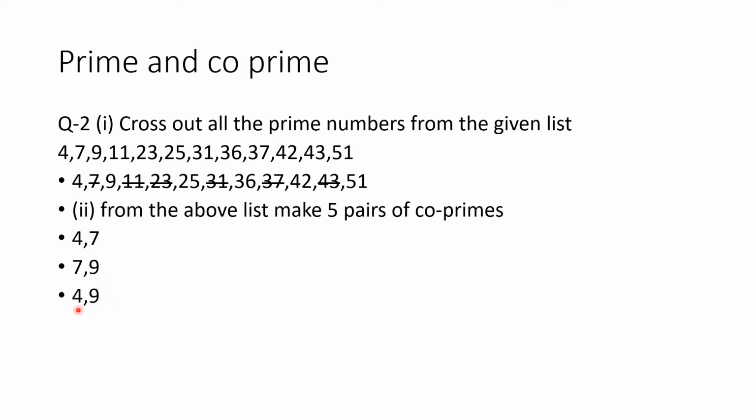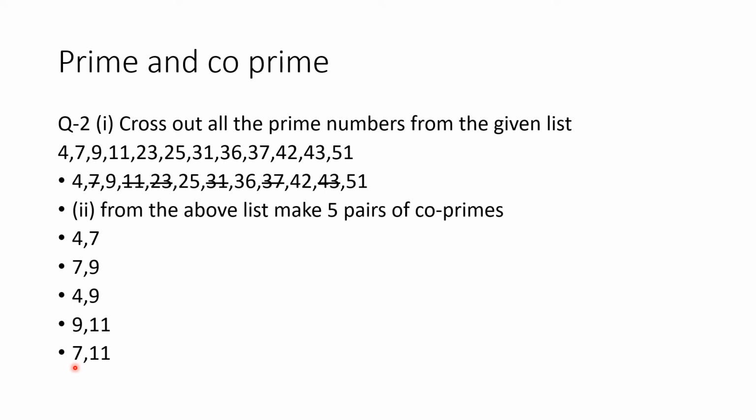Then 4 and 9. 1, 2 and 4 are factors of 4. 1, 3 and 9 are factors of 9. So what is the common factor between them? 1. Then 9 and 11. The factors of 9 are 1, 3 and 9 and factors of 11 are 1 and 11. So what is a common factor? 1.